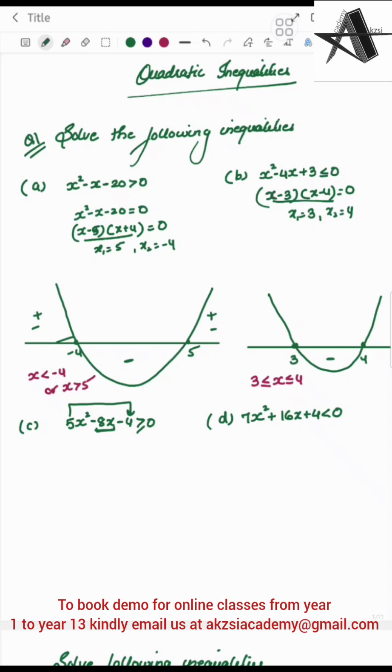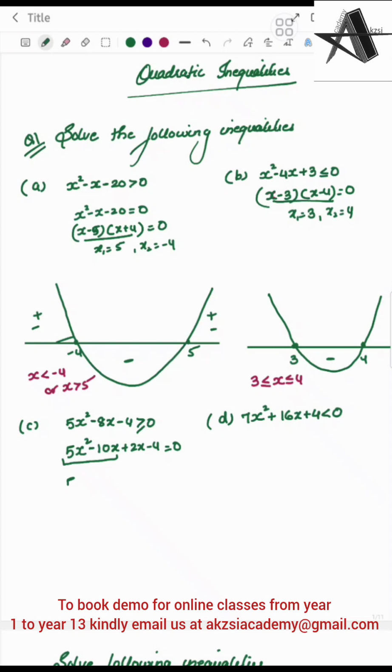In this question, the coefficient of x squared, that is the number written with x squared, is 5, not 1. In that case, I need to do the conventional method, that means splitting the middle term. So 5x squared and minus 8x can be written with minus 10 and positive 2: minus 10x plus 2x minus 4 greater than or equal to 0. Or, because we are calculating only roots, just equate it to 0.